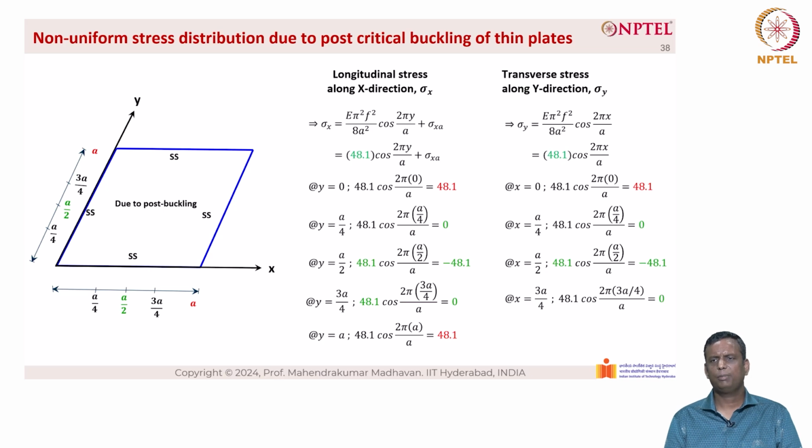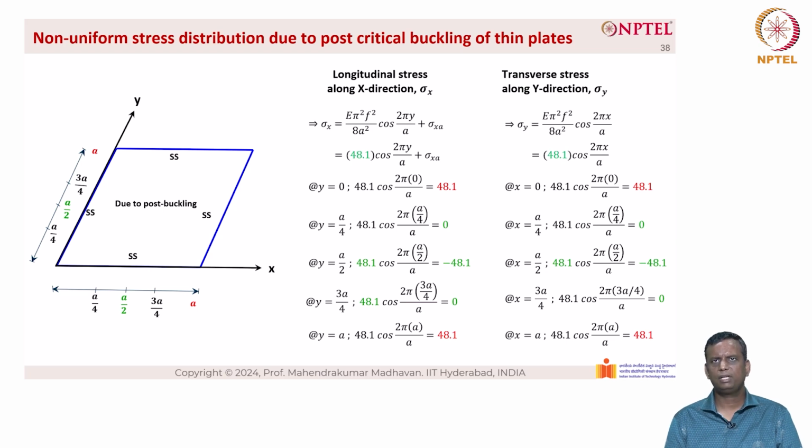At x equal to 3a by 4, we have 48.1 into cos of 2 pi into 3a by 4 by a, which is a multiple of pi by 2, which is equal to 0. And at x equal to a, we have 48.1 into cos 2 pi into a by a, cos 2 pi equal to 1, we have 48.1.